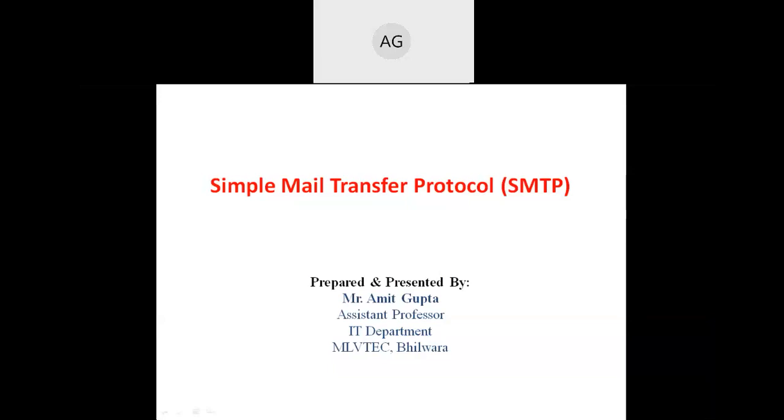So as you can see on your screen, today we are going to study three protocols which are related to the email. Email we already discussed in our last class, and in the email we came across three protocols. So we will discuss these protocols in detail in today's class. So our first protocol, which is used in the email services, is SMTP protocol, which is known as the Simple Mail Transfer Protocol.